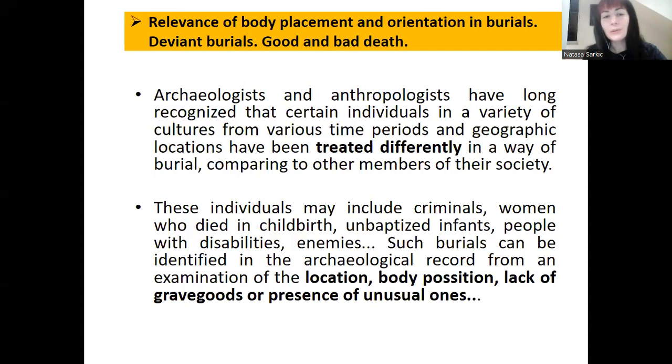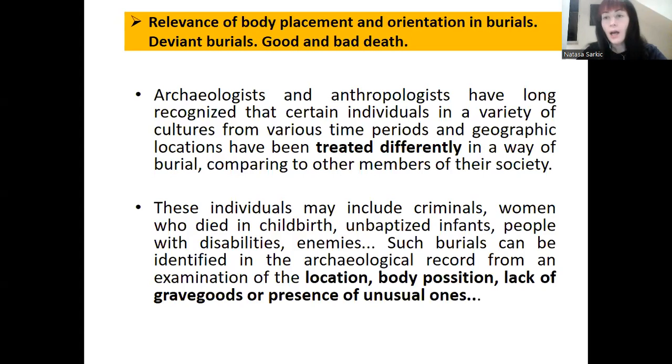This special treatment, from what we know from archaeological and also ethnological records, may include some individuals that are not welcome, such as criminals and enemies, but also, in some cultures, this special treatment would be reserved for women who die during childbirth, or unbaptized infants, or even people with disabilities.